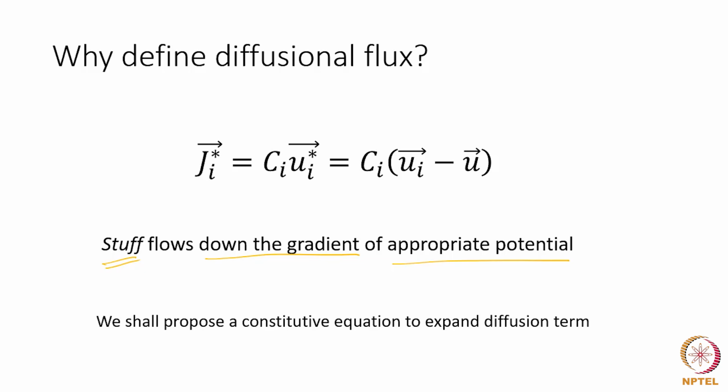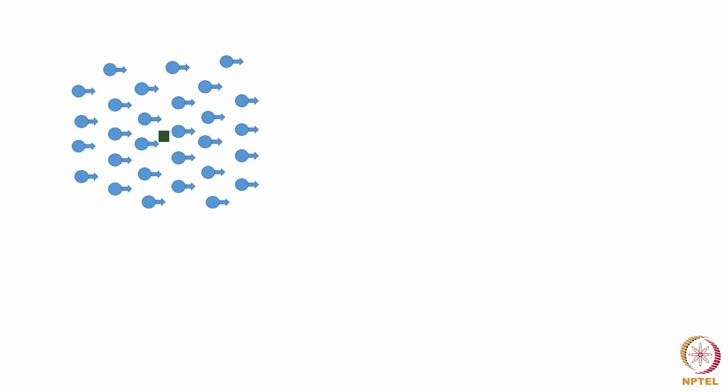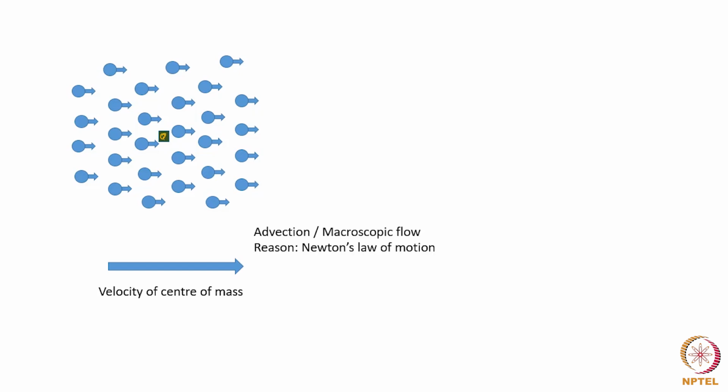Okay, so we want to come up with that kind of a term, and we come up with it by looking at what is happening. So this is how all the species are moving, and we have looked at the definition of the velocity of the center of mass. It is going from left to right. The center of mass is indicated with the green box, and this is what we meant by advection or macroscopic flow. The reason why it happens is Newton's law of motion. We have already derived these things earlier.